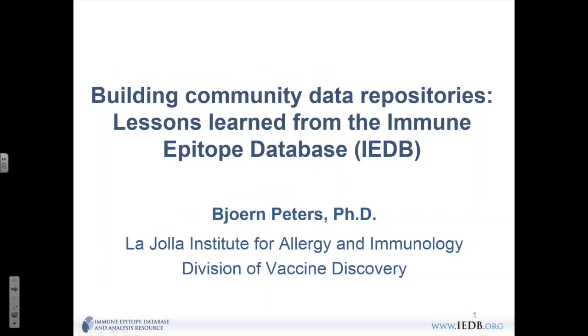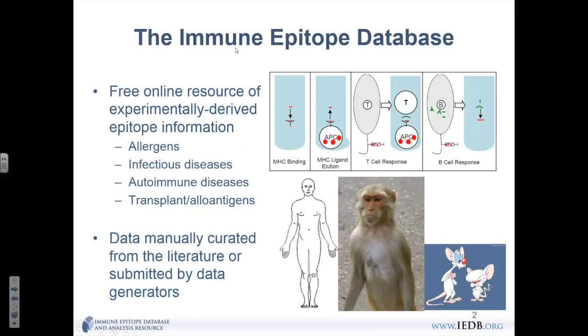Okay, so as was just said, I work on the Immune Epitope Database, and I was going to talk today about our experience building this resource and potentially touch on the lessons that can be learned from that for doing something similar for our immune receptor repertoire databases. So what's the Immune Epitope Database? It's an NIH-funded free online resource, and what we deal with is cataloging experimentally derived epitope information.